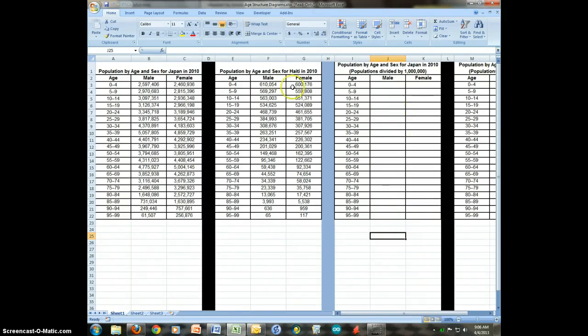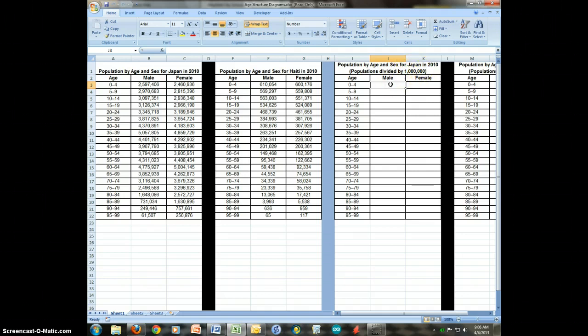What we're going to do today is take this information about the population in Japan and Haiti in 2010 and turn it into two different age structure diagrams. There's a lot of ways to do this, but we're going to do it in one of the quicker ways. So the first thing we need to do is take these population values over here and make them smaller. So we're going to divide them by 1,000,000.